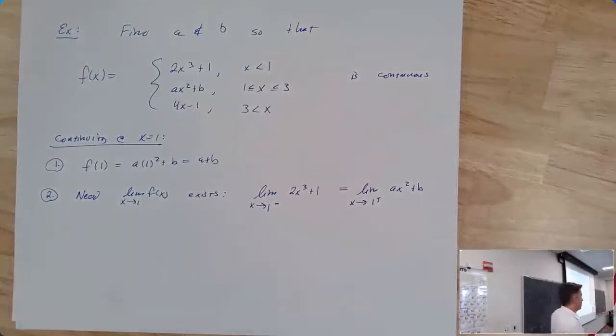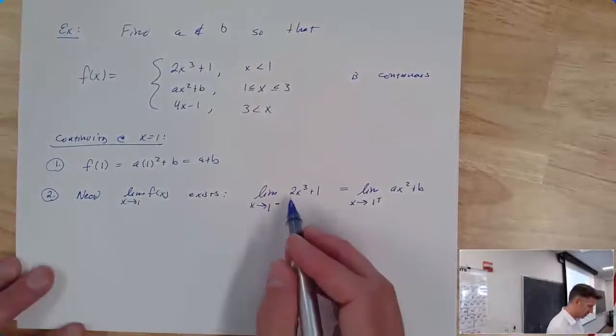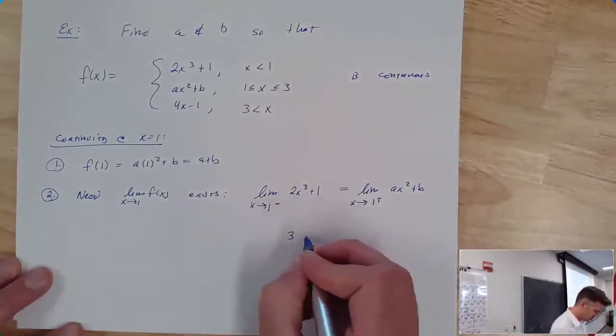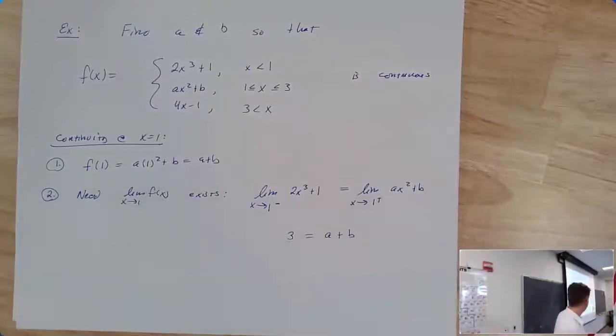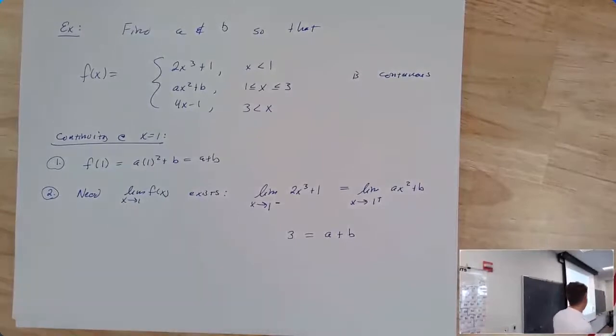Fortunately, finding these limits is really straightforward. We're just going to plug in 1 to each of them. So on the left-hand side, we get 2 times 1 plus 1. On the right-hand side, we get a times 1 plus b. Which is not super helpful. I mean, it's helpful, but it doesn't allow us to specifically find what a and b are yet. But it's going to help us.